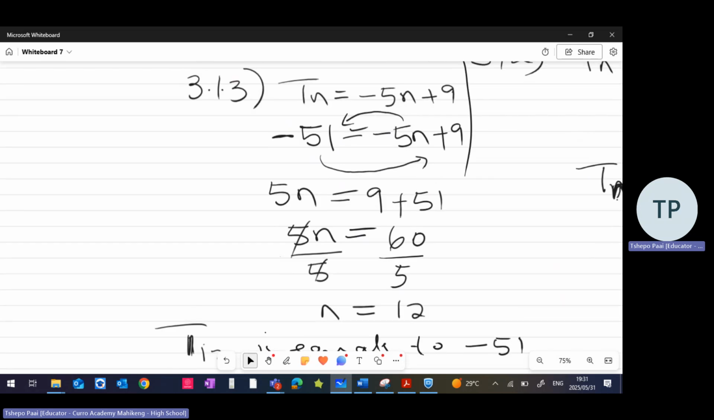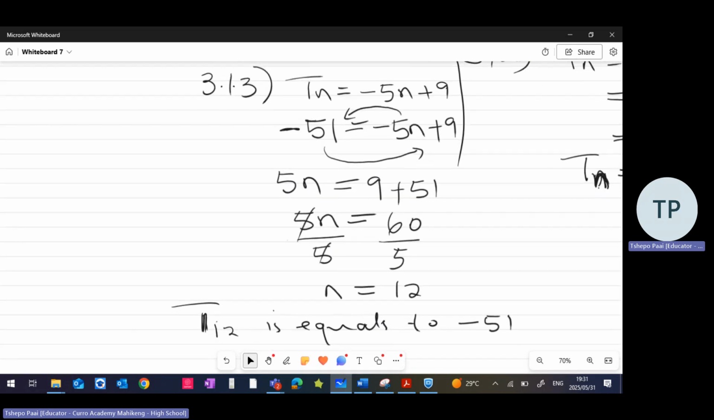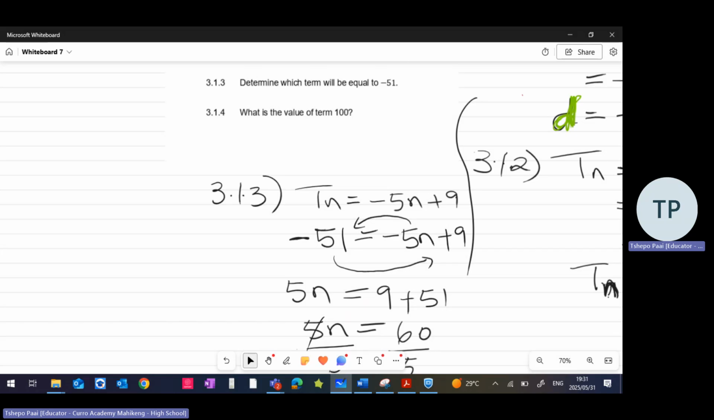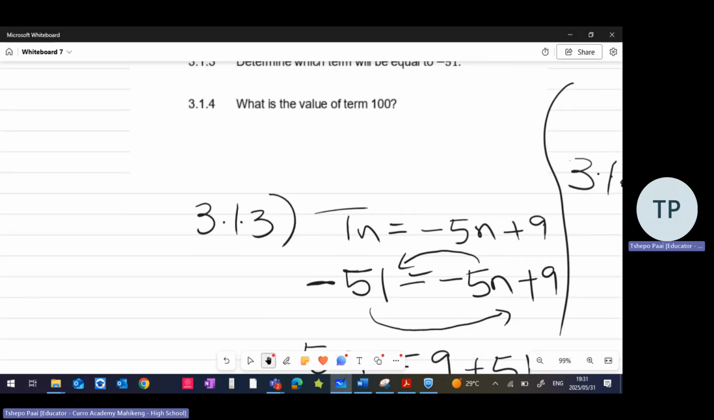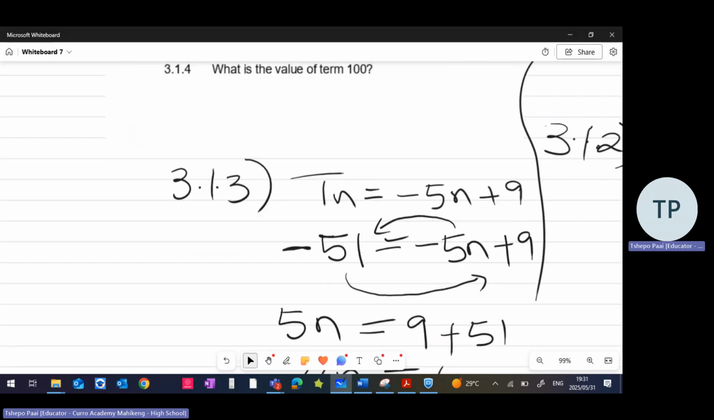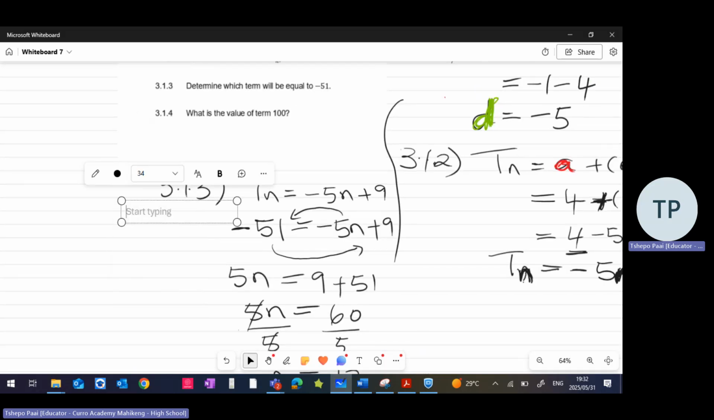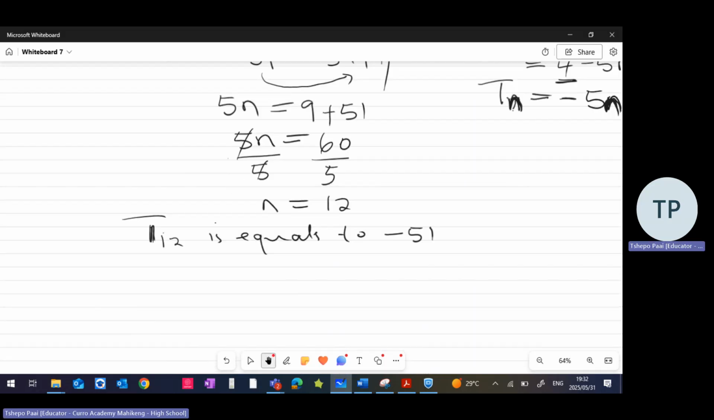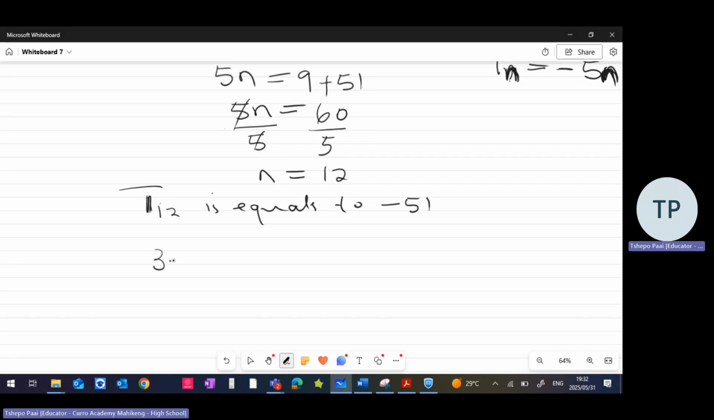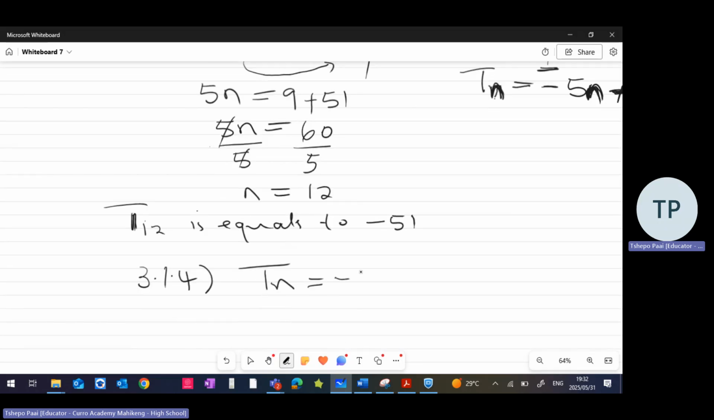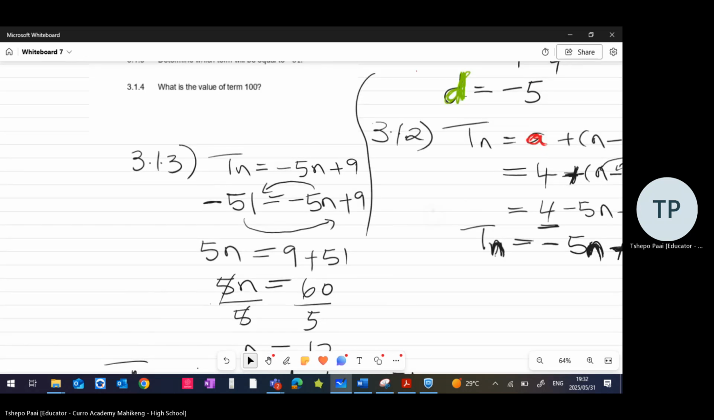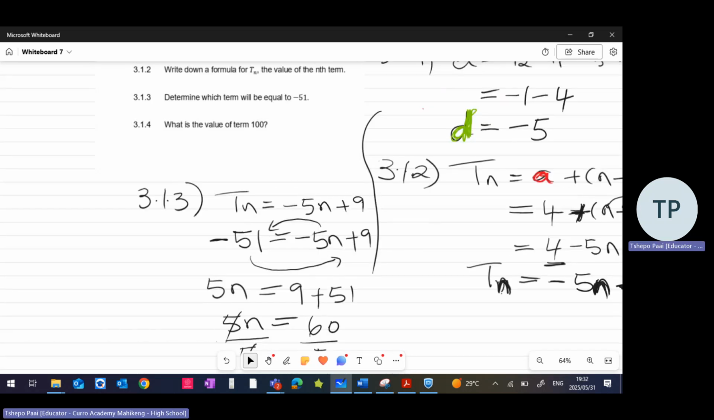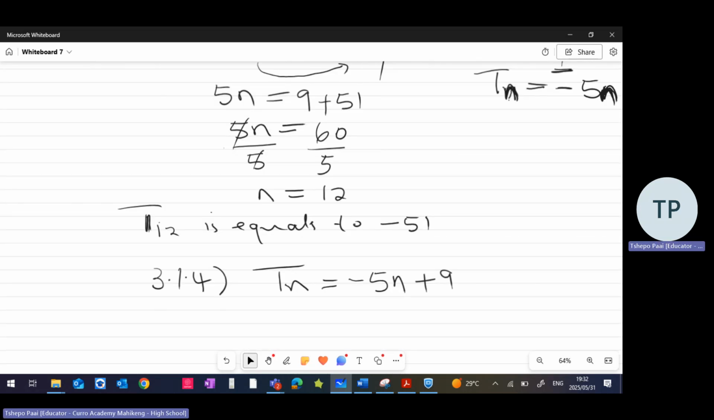Now, guys, looking at the next question, what is the value of term number 100? Now, we know our general term, like I said earlier on, 3.1.4. We know our Tn is equal to minus 5n plus 9. And the question is, what is the value of term 100? So n must be replaced by 100.